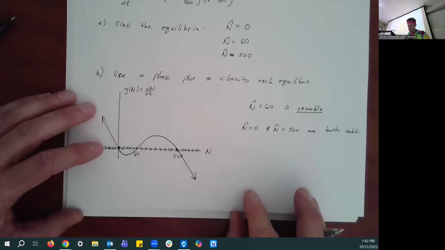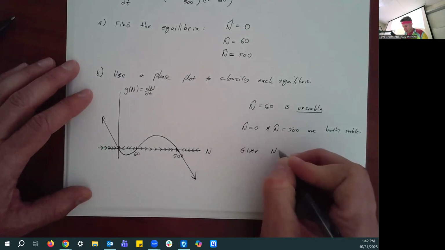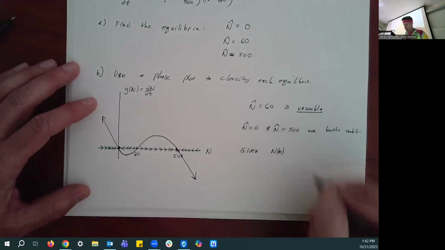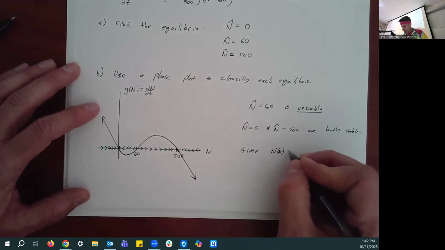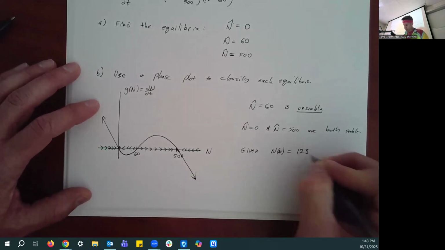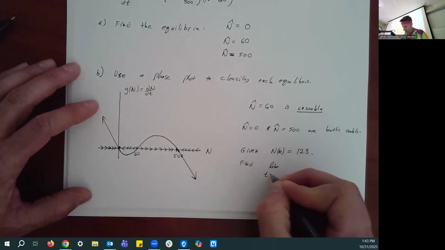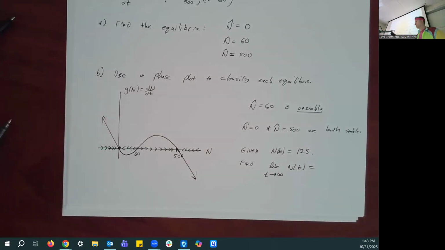So now let me ask you all a question. Given n at time 0, or does it have to be at time 0? Let's say n at time 10 minutes later, or 10 years later, or 10 whatever units of time we're talking about later. Let's say n of 10 is equal to 123. Find the limit as t goes to infinity of n of t. This is really just a look at the graph and write down the right number kind of question.